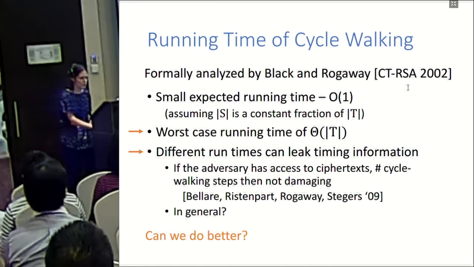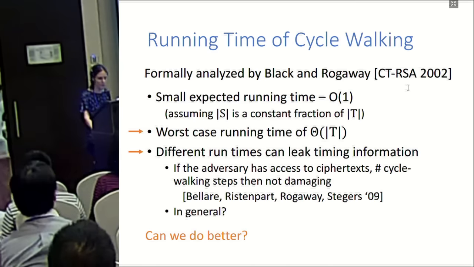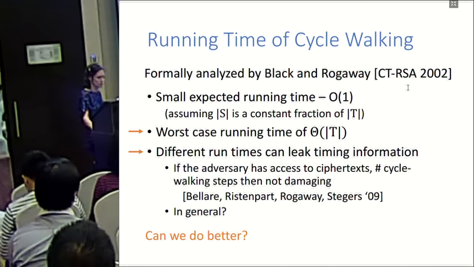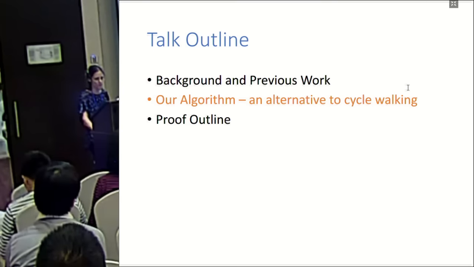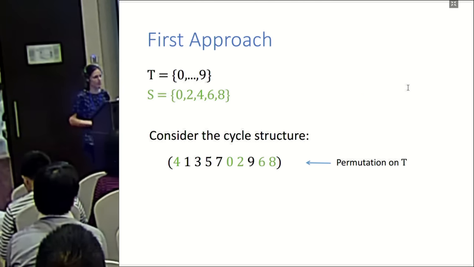Okay, so the question, our algorithm, or what we looked at was, can we do better? Can we improve this worst case running time, and can we come up with an algorithm that doesn't leak any timing information? All right, so finally, our algorithm.